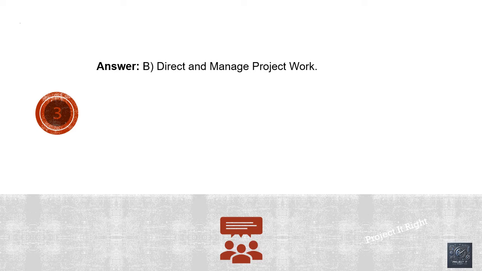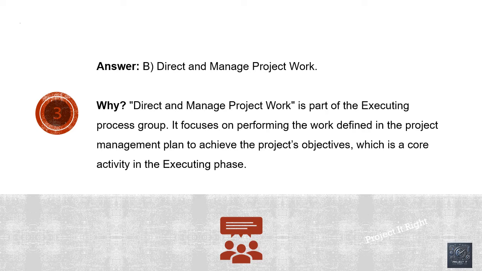Answer: B. Direct and manage project work. Direct and manage project work is part of the executing process group. It focuses on performing the work defined in the project management plan to achieve the project's objectives, which is a core activity in the executing phase.